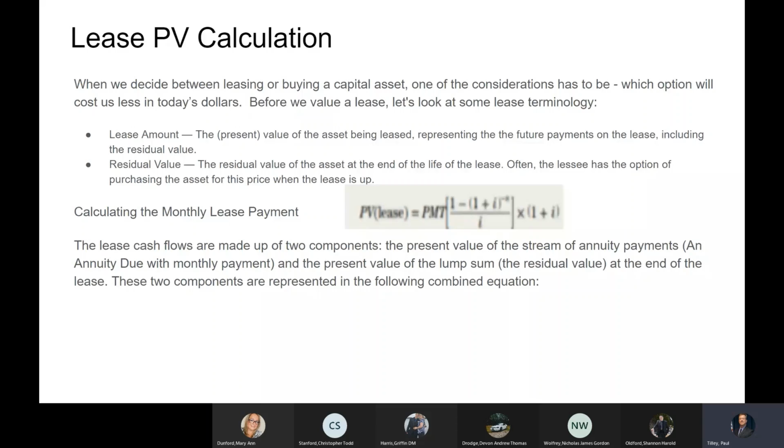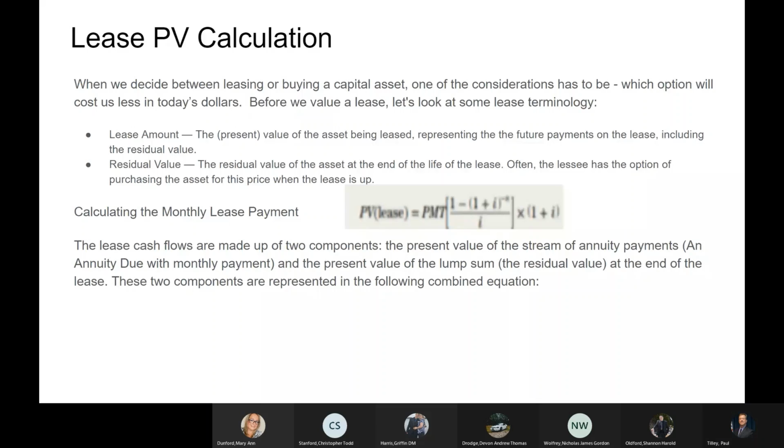When we decide between leasing and buying capital assets, one of the considerations has to be which option will cost less in today's dollars. So before we value a lease, let's look at some of the lease terminology. So we've got to think about the lease amount, which is the present value of the assets being leased. And we need to look at something called the residual value, which is how much we'll get back at the end in one way or another. Usually, in a lease, there may not be any residual value, but in a purchase, there is.